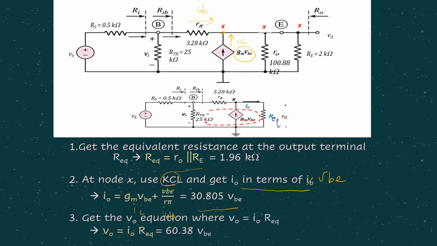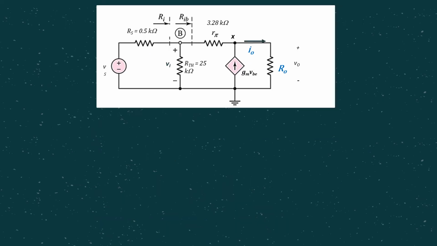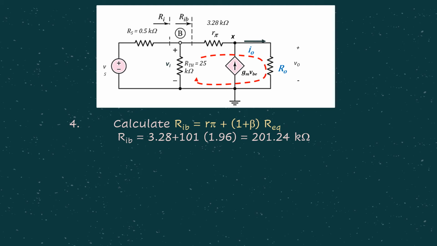In this case, we know the GM and we know the R pi value, leaving our I0 in terms of VBE. Then obviously step number 3, we get the V0 equation basically by having V equals IR. So we already have I0 from step 2 and REQ from step number 1. Substitute everything, and we have V0 in terms of VBE. Then for step number 4, we calculate RIB, which is the input resistance looking at the base. In this case, it's similar to the common emitter amplifier. RIB is given by R pi plus (1 plus beta) REQ. You just substitute everything that we know. For this particular example, RIB is given by 201.24 kilo ohm.